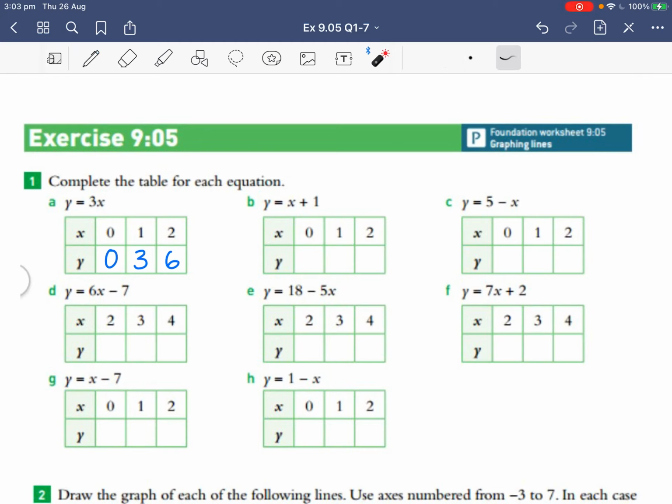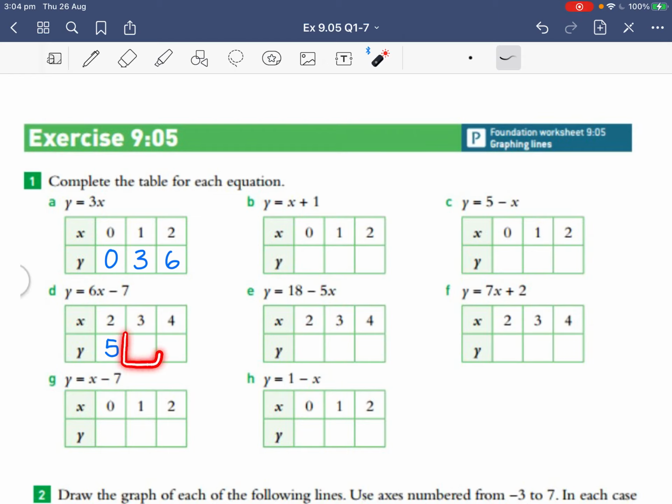Moving on to D, we now have 2 components. We have an equation that is y equals 6x minus 7. So we want to put our x value of 2 into our equation where our x is. So we have y equals 6 lots of 2 minus 7. So 6 lots of 2 is 12 minus 7. So 12 minus 7 is 5. So we put a 5 in here.